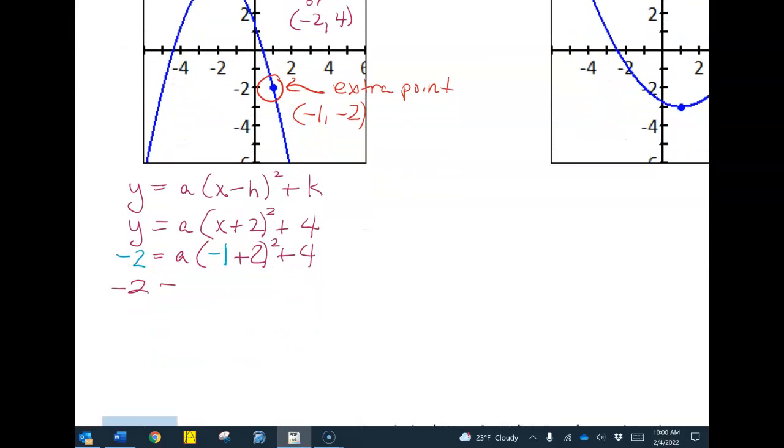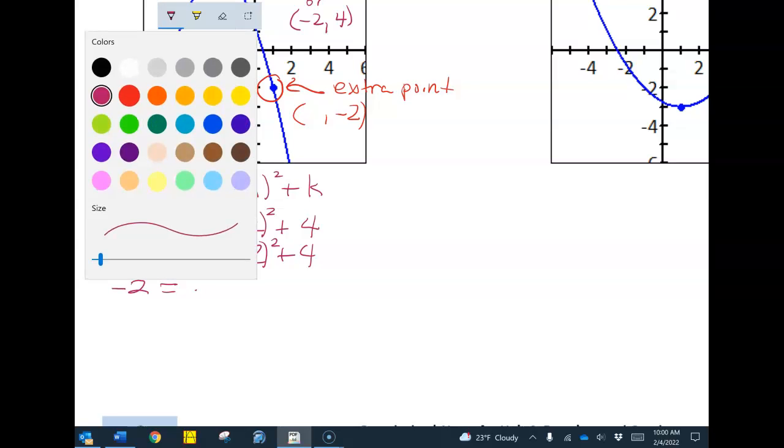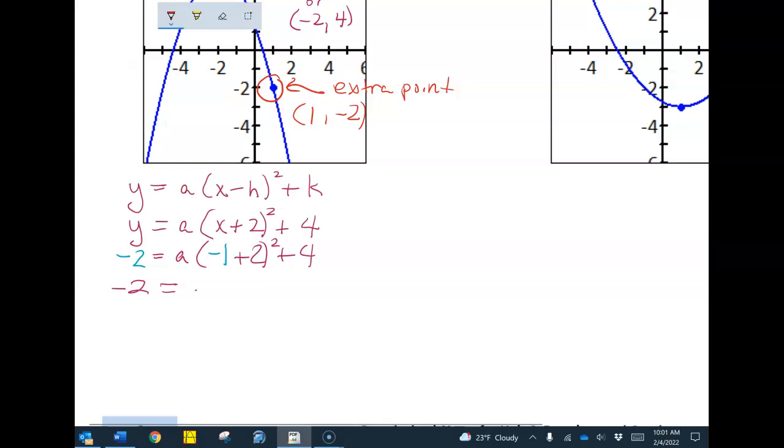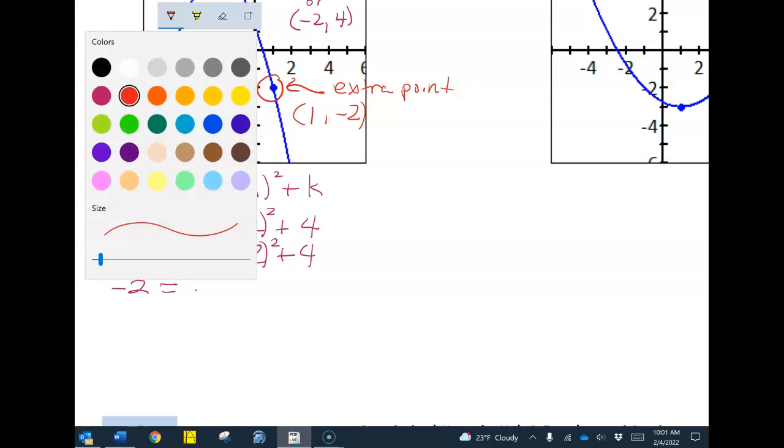So negative 2 is equal to, and then we have to do a little bit of arithmetic here. Negative 1 plus 2 is 1. You know what? I'm going to correct my mistake here. Hang on one moment. I made a mistake on this one. The x value of this point is actually positive 1. All right, so let me fix that in the example.